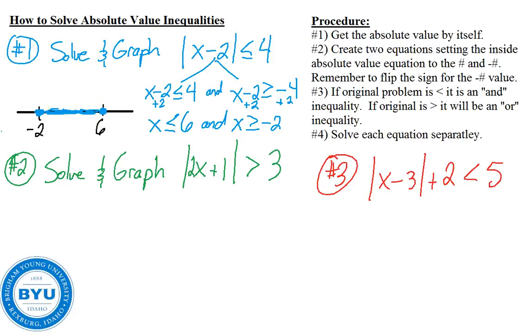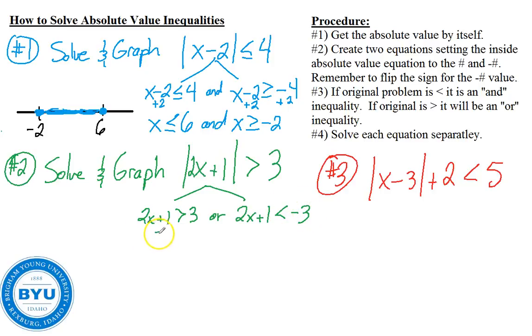Let's try this green one. Again, we're going to break it into two equations. 2x plus 1 is greater than 3. Because this is a greater than, it's going to be an "or" inequality. And it's 2x plus 1. Now, when you write this second equation, remember, you got to flip the sign and change the value. So it's going to be less than negative 3. We change the sign and add a negative onto the number.